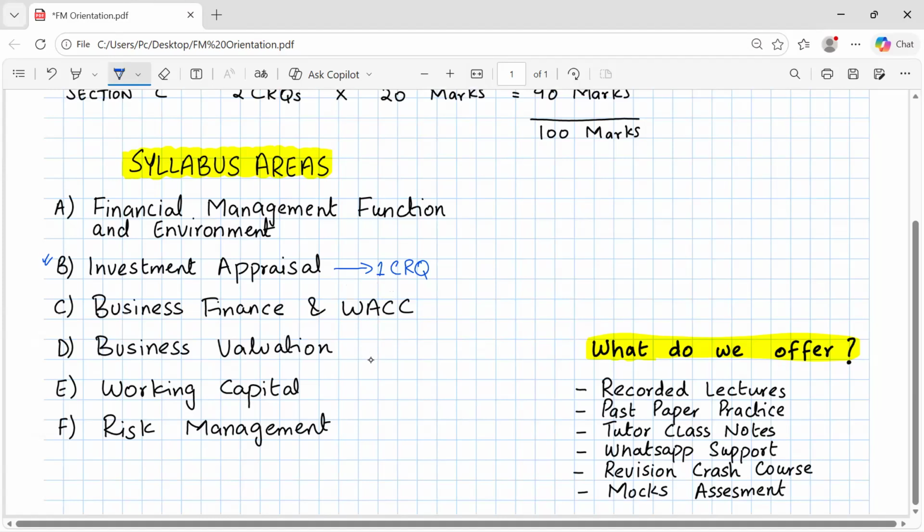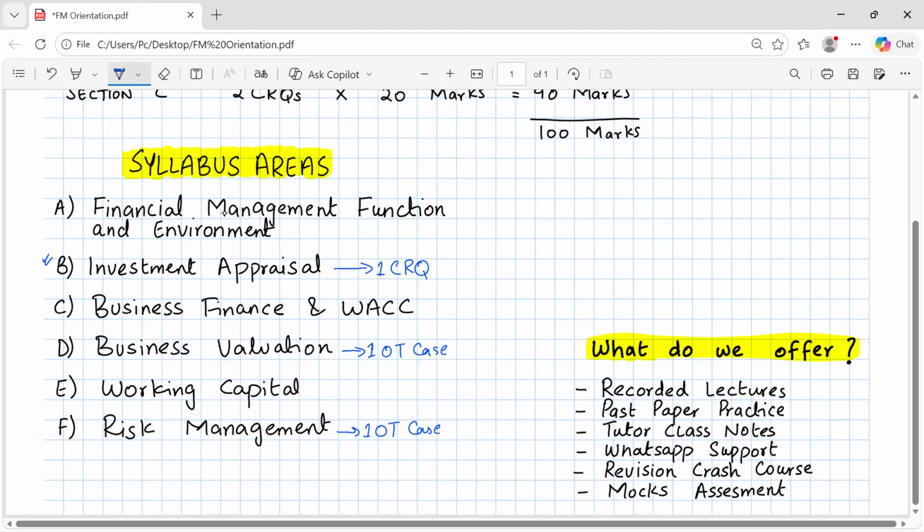Similarly, the examiner has told you in advance that one OT case question in section B, a 10 marks question, will be from business valuation, and one OT case question will be from risk management. So section B, which has two OT cases, will have one from business valuation and the other from risk management. So 40 marks of the exam you can predict at the start, that is where the exam will be tested. And that is very useful for the students.